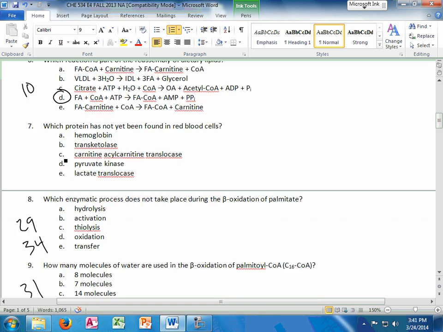Which protein has not yet been found in red blood cells? So remember, red blood cells have no mitochondria, and the carnitine shuttle is a mitochondria cytosol shuttle. Or this carrier is on that mitochondrial membrane, so it would not be found in red blood cells. Everything else can be found in the cytosol, so therefore it can be found in the red blood cells.